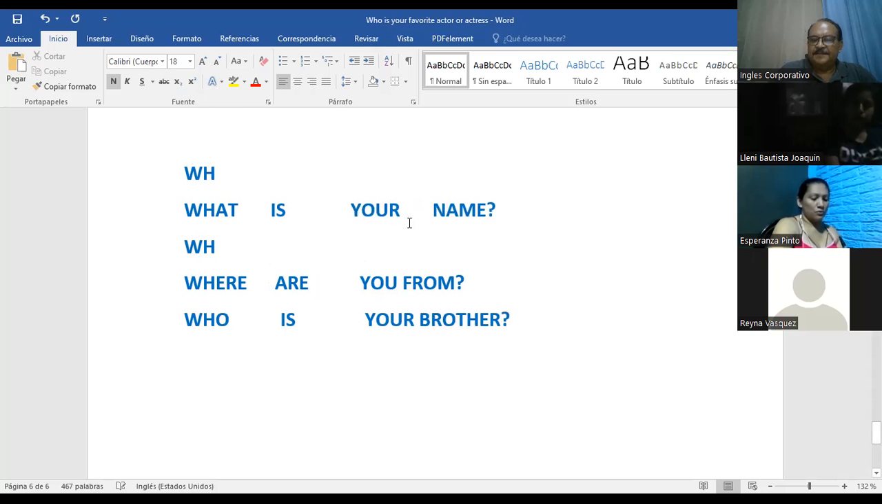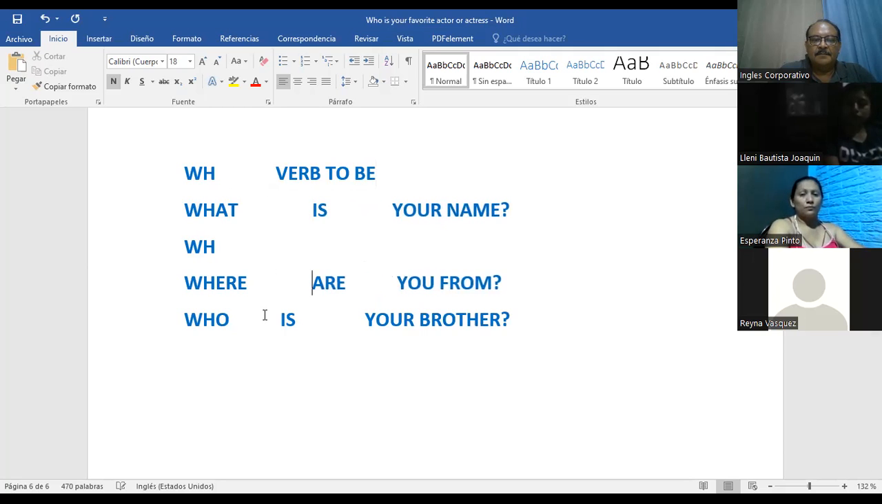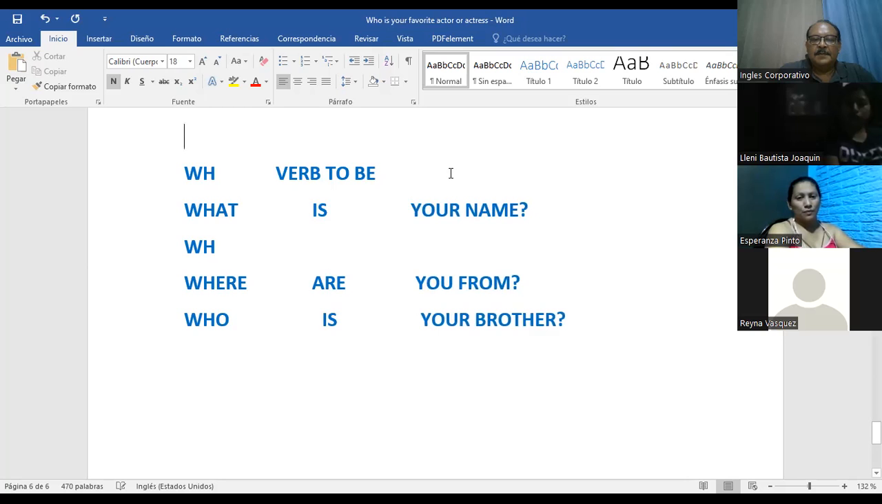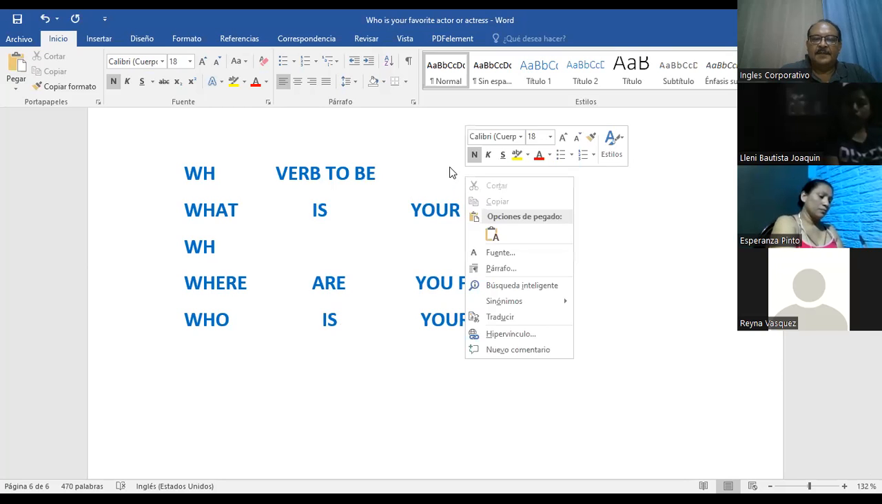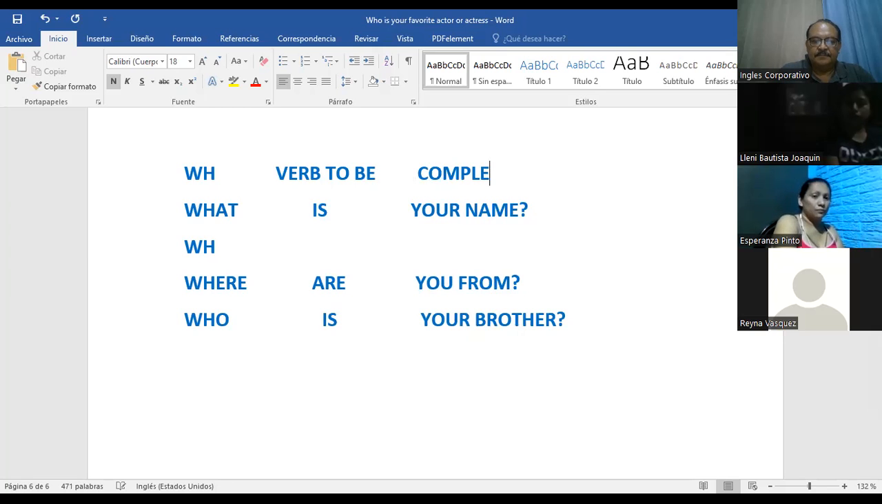Okay, so here you can see the difference, right? Okay, then we have WH, verb to be. Okay, and here we have a complement. Okay, si aprenden esa fórmula y ya, digamos, podemos generar, ¿quién nos va a hacer falta? Tal vez vocabulario, right? What is your name? Where are you from? Who is your brother? Okay, so that's how we're going to do it.